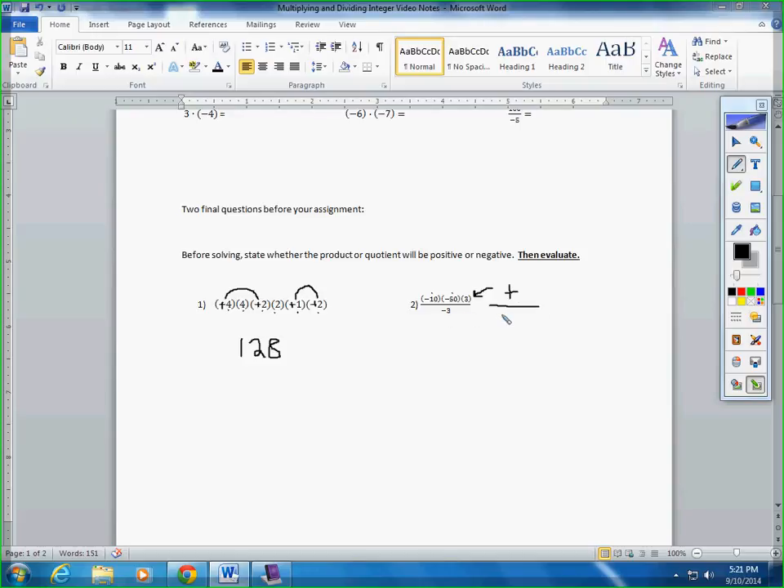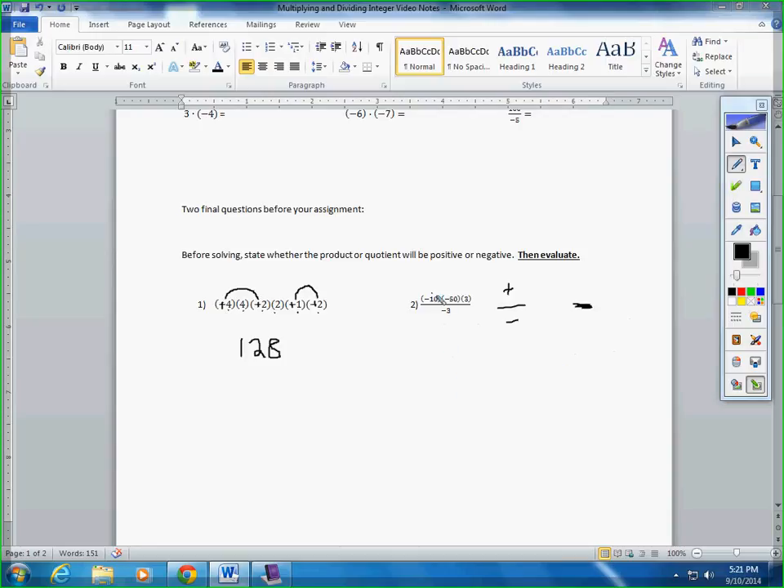But the bottom is obviously going to still be a negative denominator. Oops, I don't know why I had that right there. Sorry about that. Positive numerator, negative denominator. So a positive divided by negative is always negative. So my answer in the end better have a negative sign in front of it.